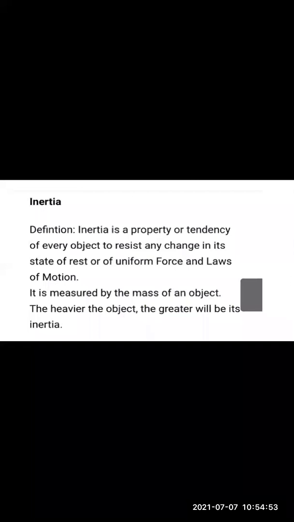By definition, inertia is the property or tendency of every object to resist any change in its state of rest or of uniform motion, as in the laws of motion. It is measured by the mass of the object. The heavier the object, the greater will be its inertia.